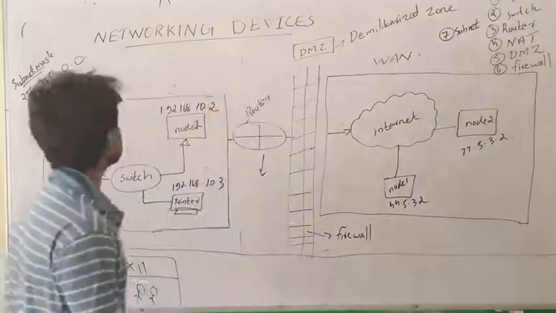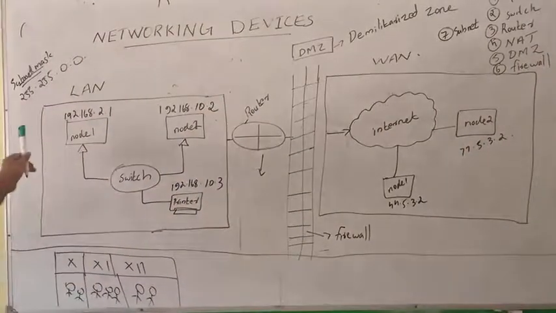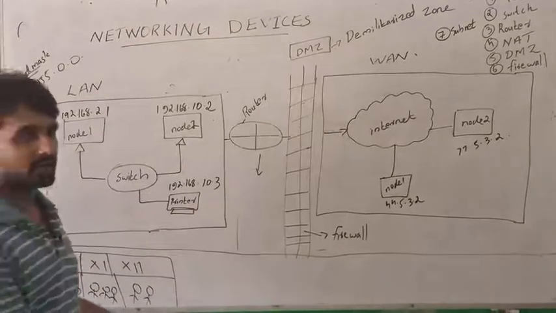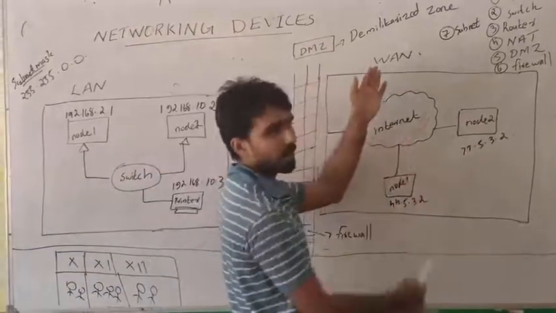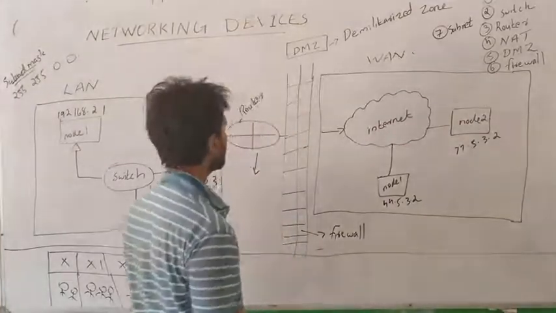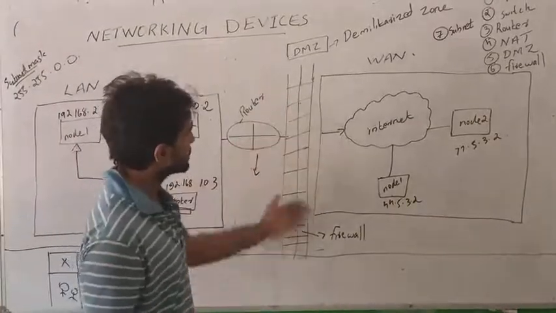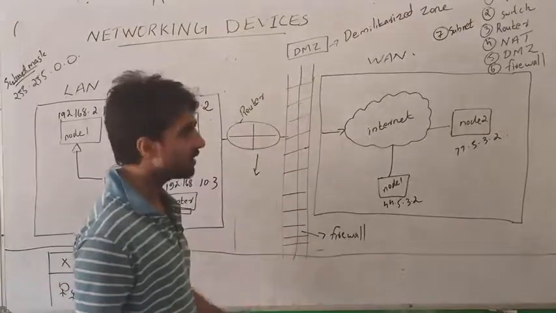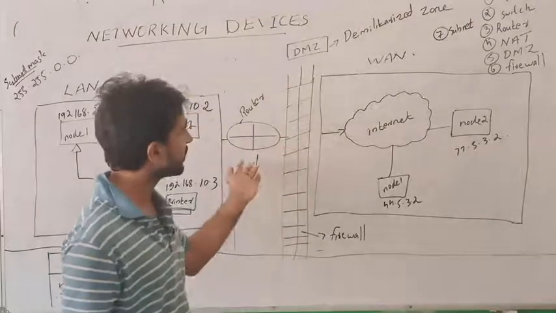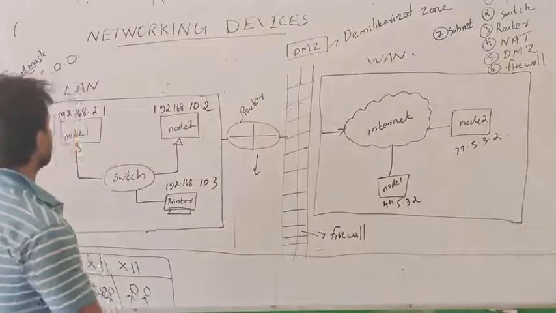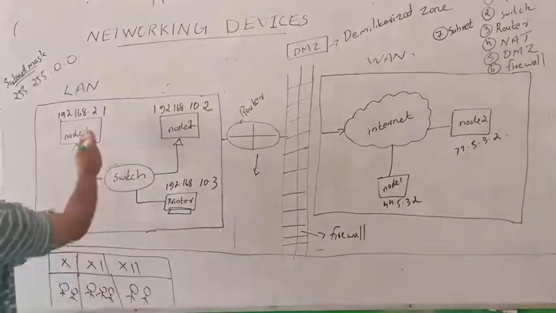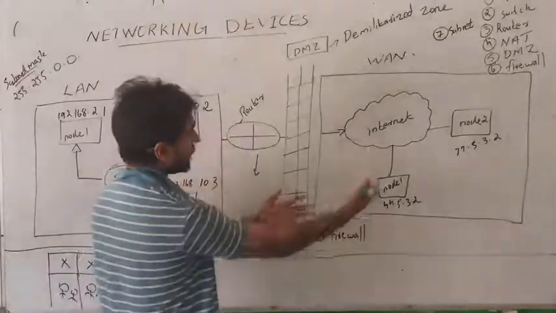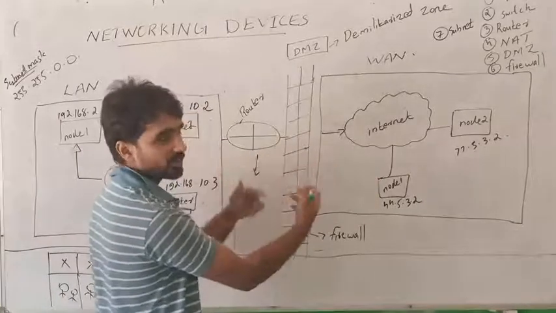So look at that. This is one figure. This area represents a local area network, and this area represents a wide area network. In between, I place one firewall. I will explain what I mean by firewall. Then behind that firewall, one router is there. So look at that here, LAN. First we need to study this area. Then we go to this area, and then we need to study the connection between these two areas.